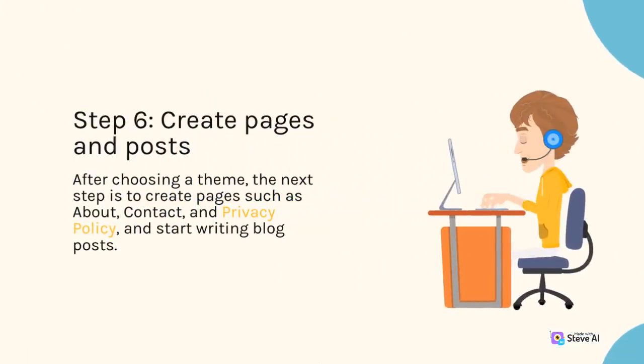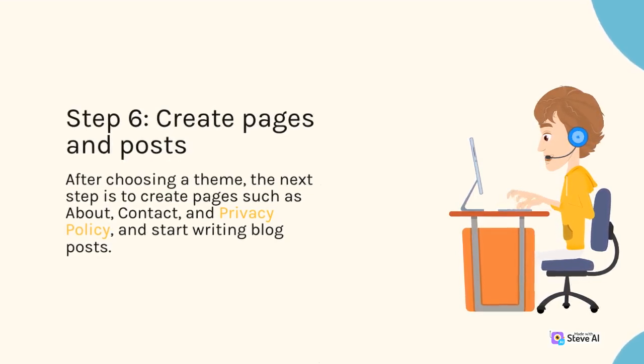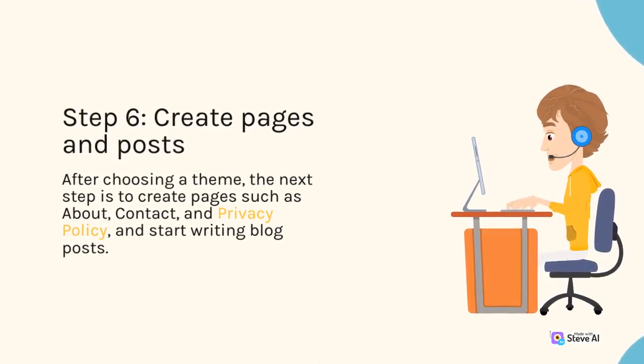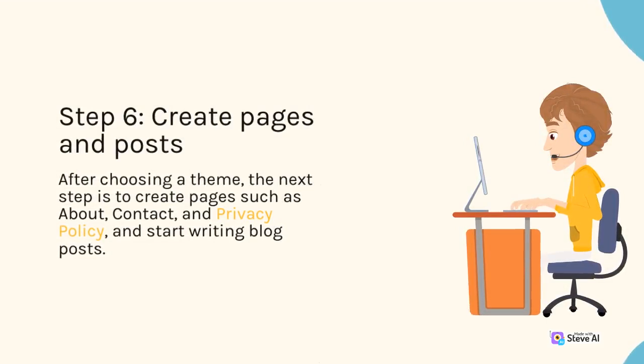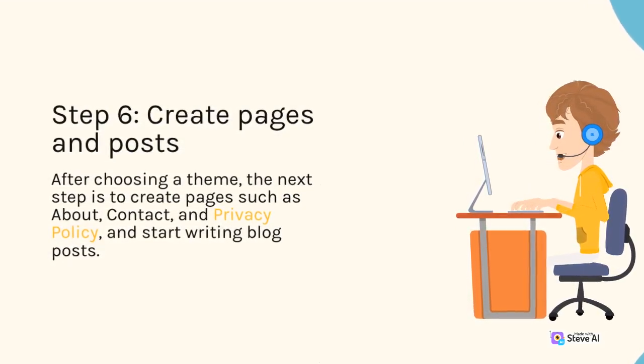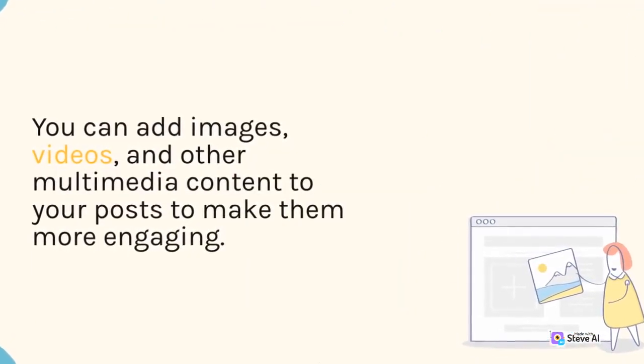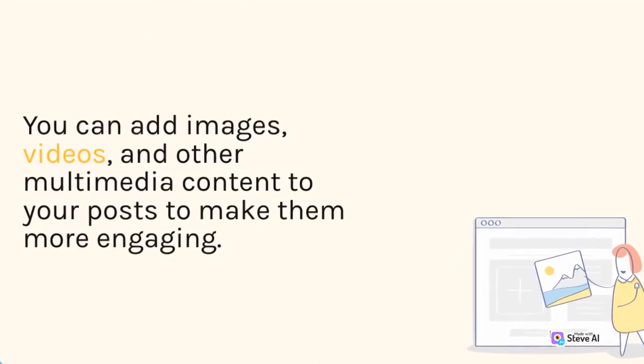Step 6. Create pages and posts. After choosing a theme, the next step is to create pages such as About, Contact, and Privacy Policy, and start writing blog posts. You can add images, videos, and other multimedia content to your posts to make them more engaging.